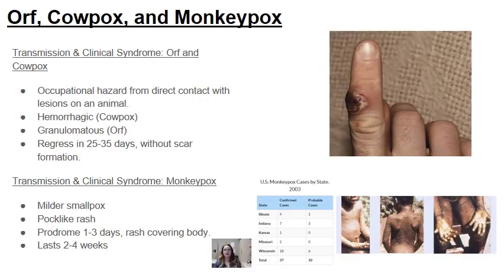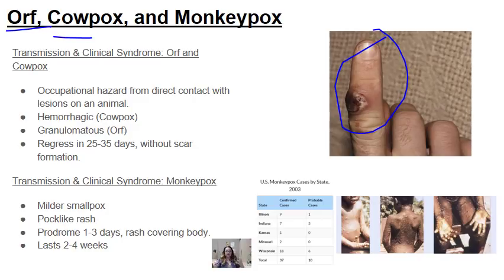Okay, orf, cowpox, and monkeypox. These are also pox-like viruses, or they are pox viruses. Human infection with orf and cowpox is typically an occupational hazard, resulting from direct contact with the lesions on the animals, so farmers. A single nodular lesion will typically form on the point of contact, like the finger. So in this case, basically what you would see is either a hemorrhagic or a granulomatous lesion. So this is actually a granulomatous lesion. It's caused by orf. If you saw a hemorrhagic lesion, that's more likely cowpox.